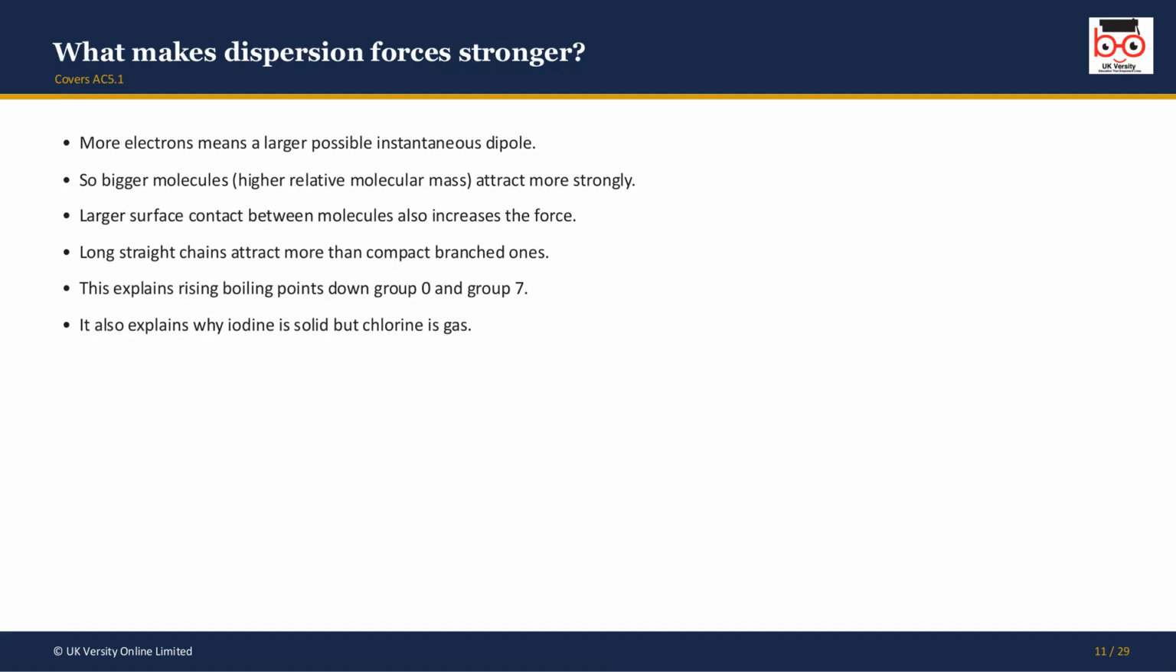What makes dispersion forces stronger? It comes down to electrons. More electrons mean a larger possible instantaneous dipole, so bigger molecules with higher relative molecular mass attract more strongly. A larger surface of contact between molecules increases the force too, which is why long straight chains attract more than compact, branched ones. This explains the rising boiling points as you go down group 0 and group 7, and why iodine is a solid while chlorine is a gas.